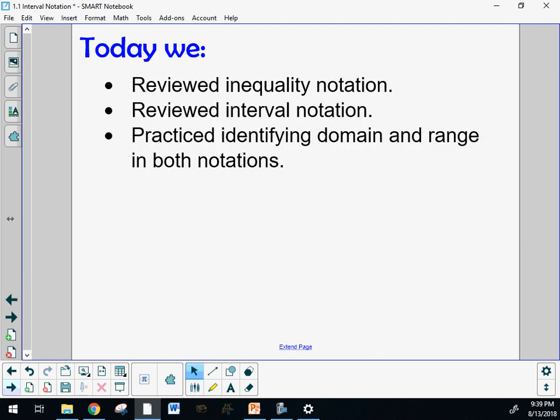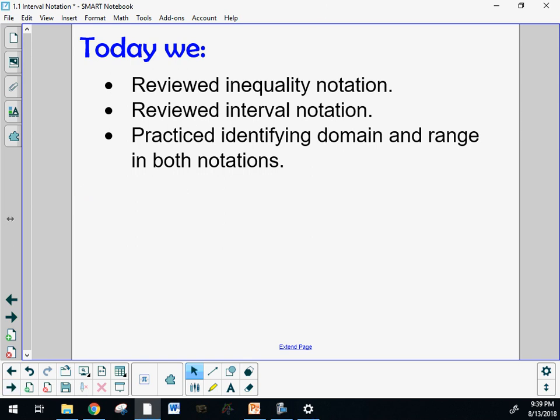Okay, so that's it for reviewing inequality and interval notation. The front side of the homework assignment will have you practice this a little bit, and then in class on either Tuesday or Wednesday, we also are doing lesson 1.2. I'm going to upload that as a separate video, so if you miss class on Tuesday or Wednesday, you'll need to watch both of those videos.